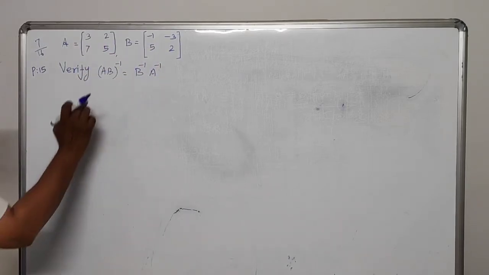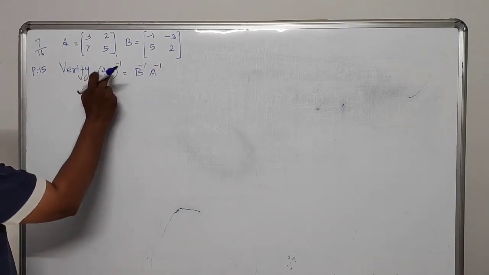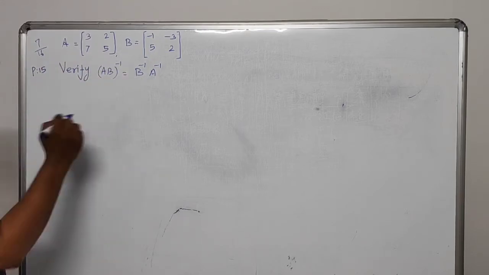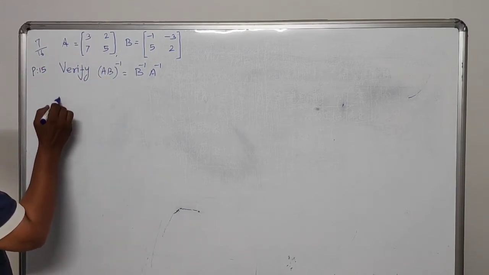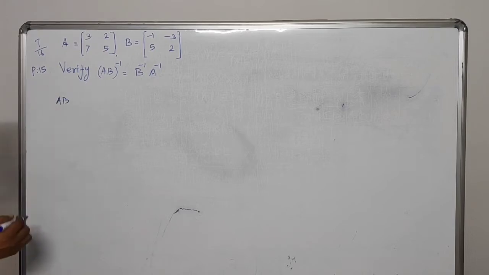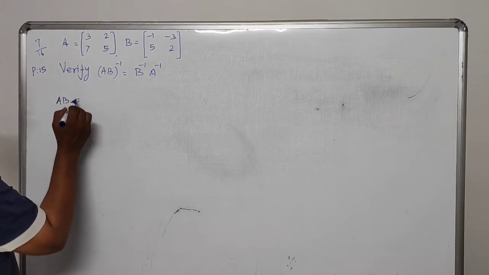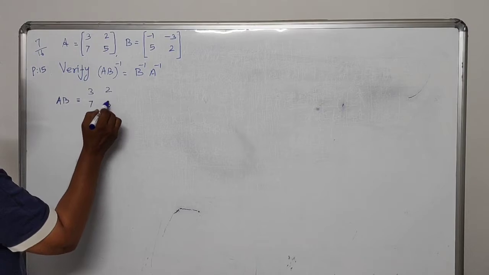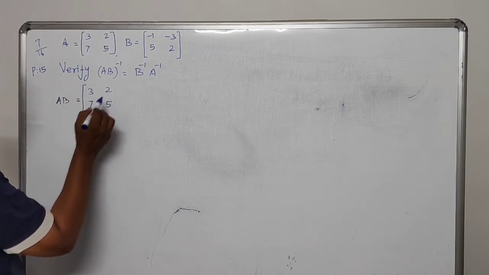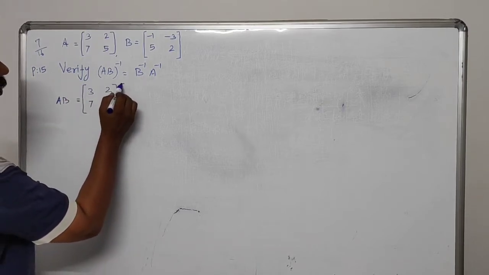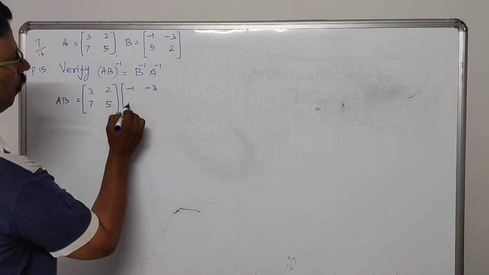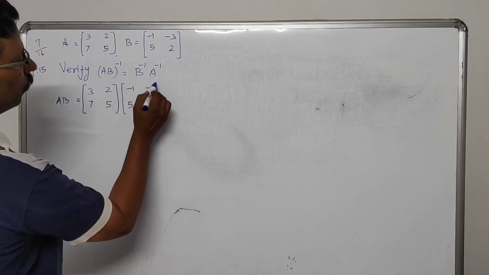Therefore first let us consider LHS. LHS means we need to find the inverse of the matrix AB. Therefore first we need to find the product AB. We can find the product AB is equal to matrix A, [3 2; 7 5], into matrix B, [-1 -3; 5 2].